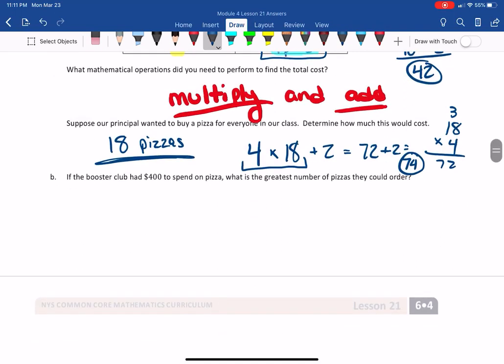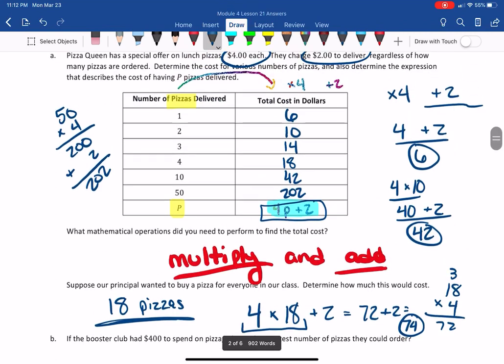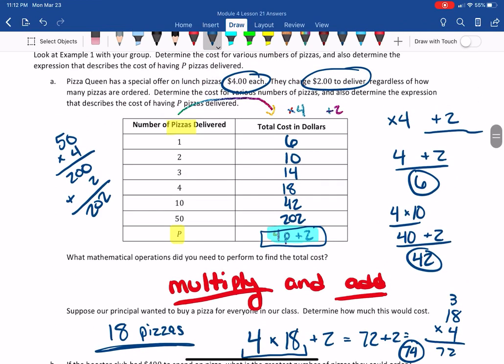So we looked at it one way. Now we're going to look at B. It's going to go backwards. It says if the booster club had $400 to spend on pizza, what is the greatest number of pizzas they could order? Okay, so now we're working backwards. We know the total cost right here. Now I want to figure out how many pizzas that is. So we're going to work backwards exactly like we did in the top problem.